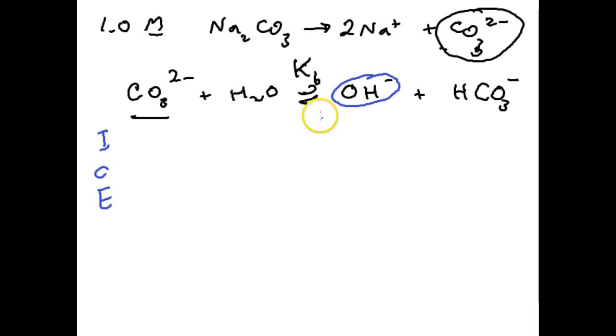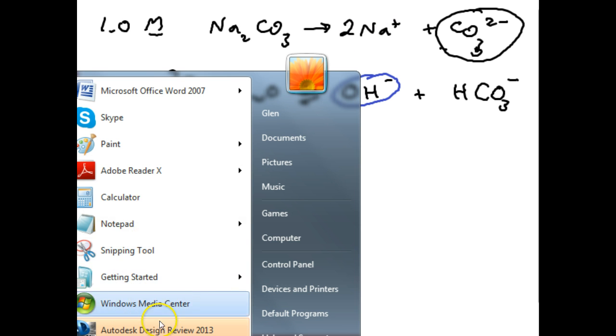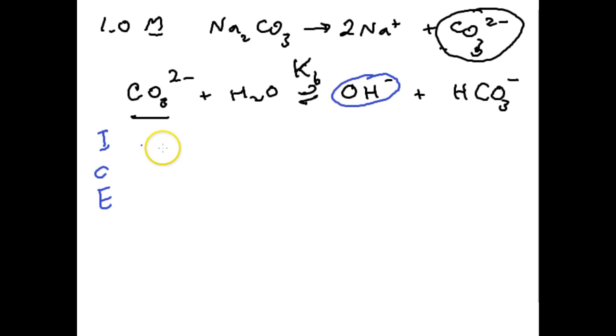So there it is, Kb. Where can I get the Kb? Well, you can get the Kb from the Ka. And here's how. Kw, remember Kw, the K for water, equals Ka times Kb.